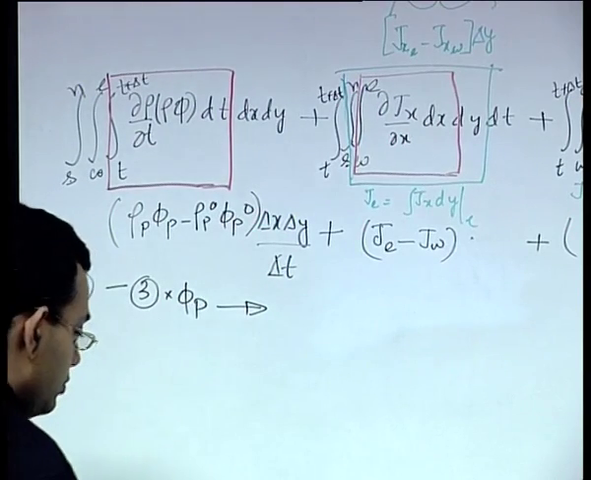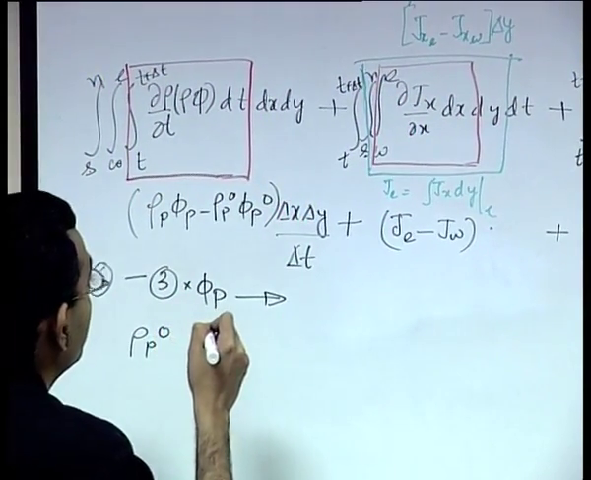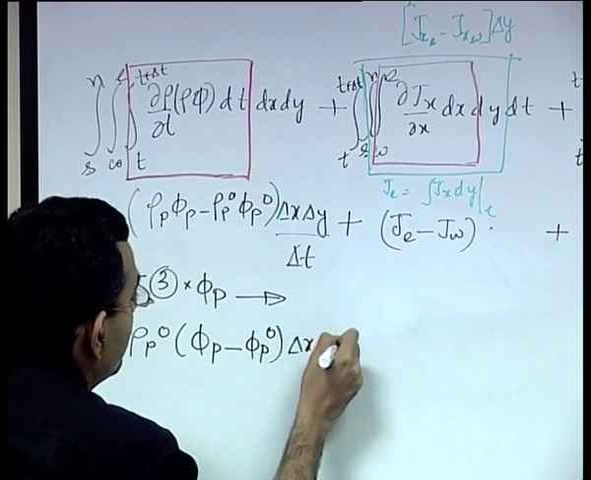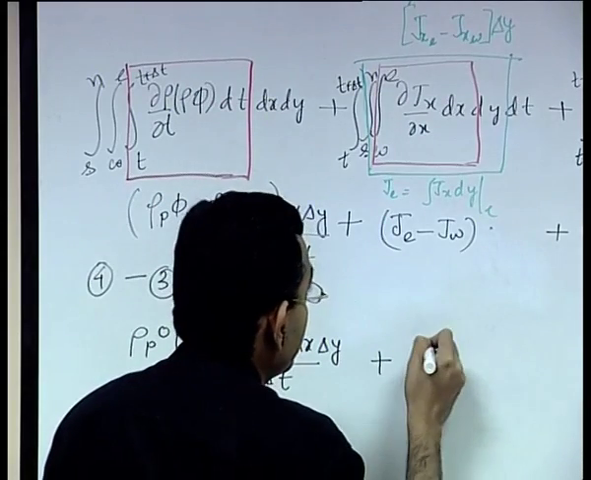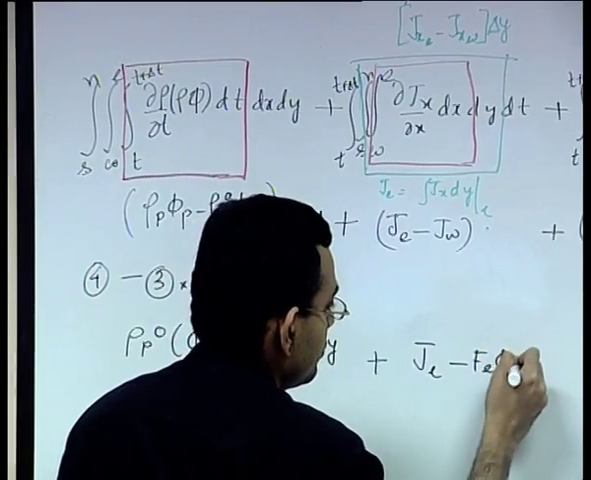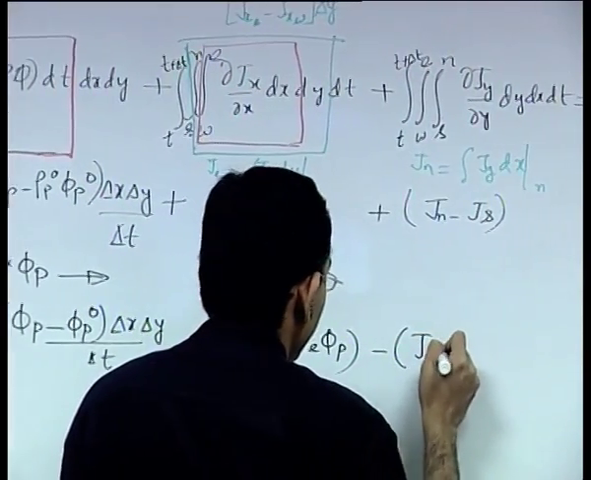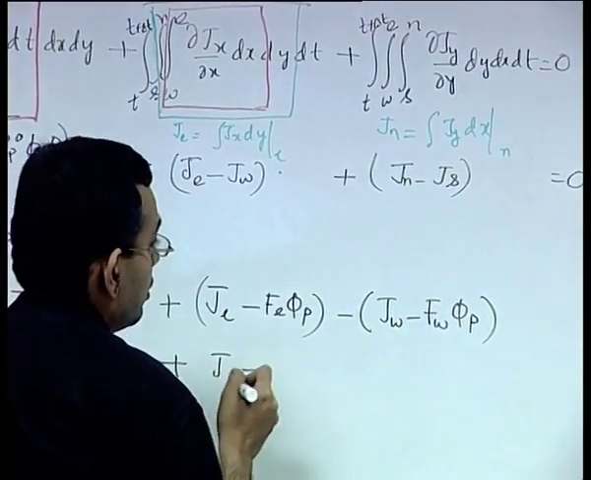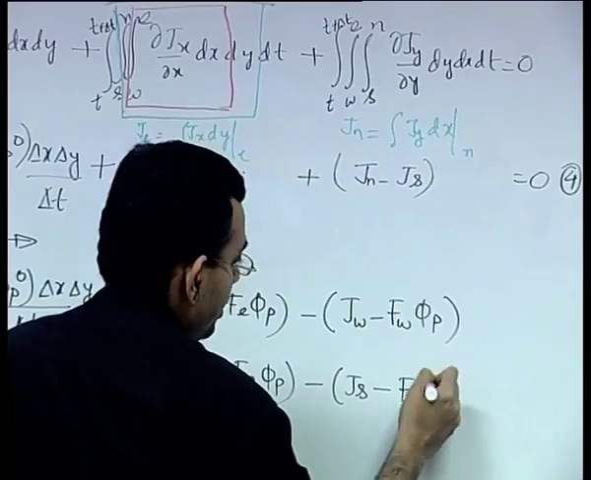Okay. So, if you do that, you have rho P naught into (phi P minus phi P naught) into delta x delta y by delta t, that is the subtraction of the first two terms, plus (Je minus Fe phi P) minus (Jw minus Fw phi P) plus (Jn minus Fn phi P) minus (Js minus Fs phi P) equal to 0.